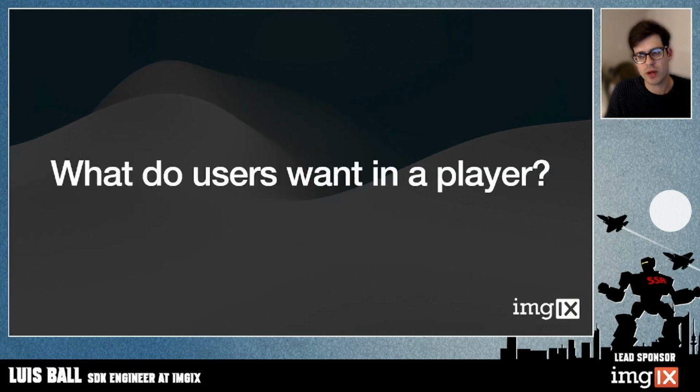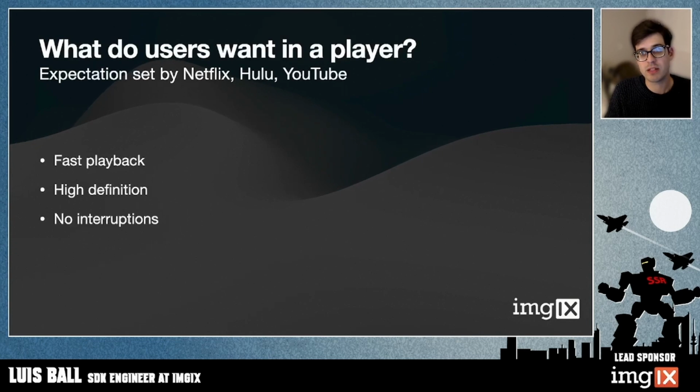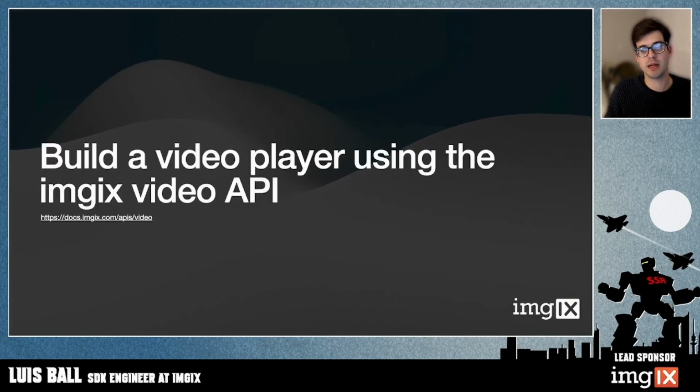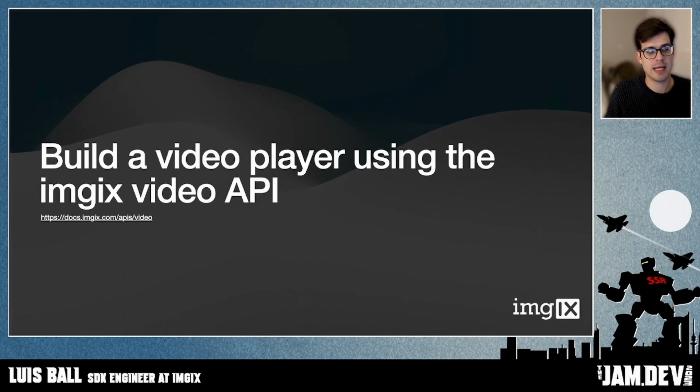But what do users want in a player? Well, they have high expectations set by people like Netflix, Hulu, and YouTube. They expect fast playback, high definition, no interruptions. So let's build a modern player using the Imgix Video API.